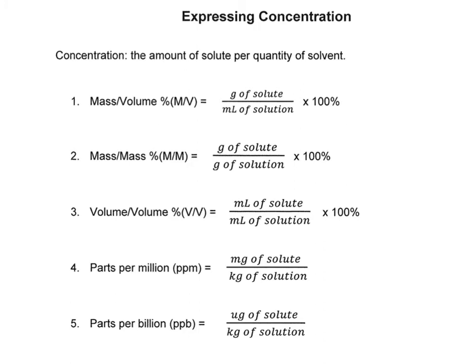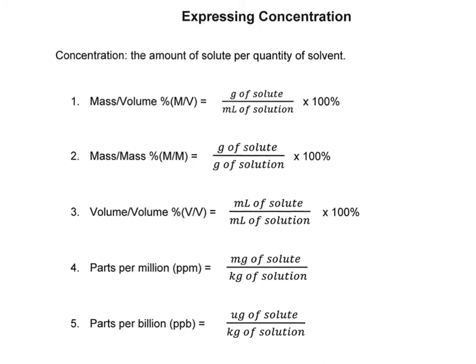If both your solute and solvents are liquids, a V to V percentage can be used. It's calculated using the mL of the solute divided by the mL of the solution and multiplying it by 100. An example of this solution would be vinegar. It's a 5% acetic acid solution.